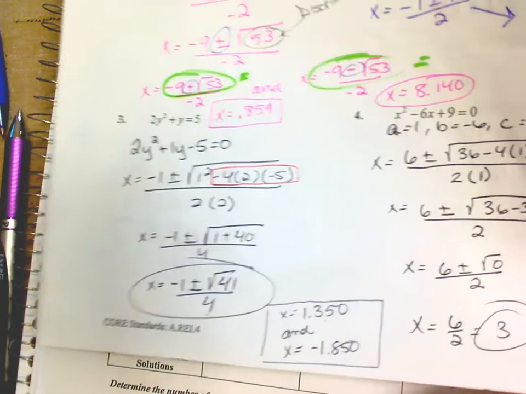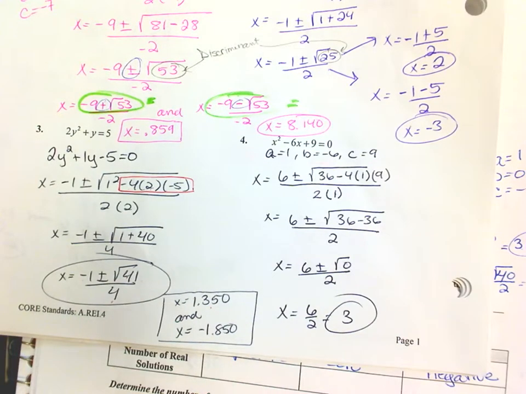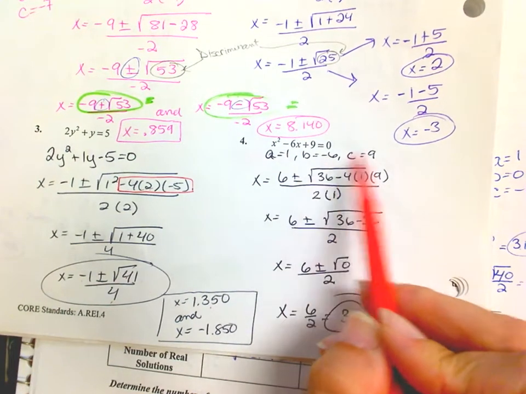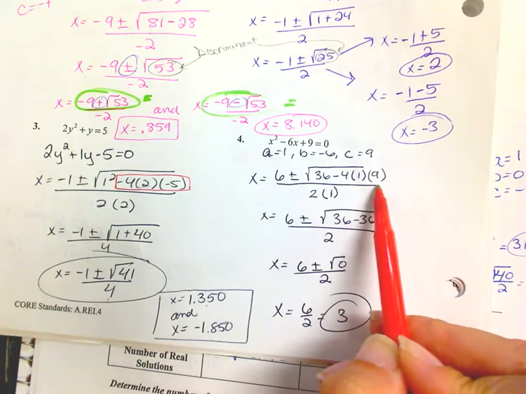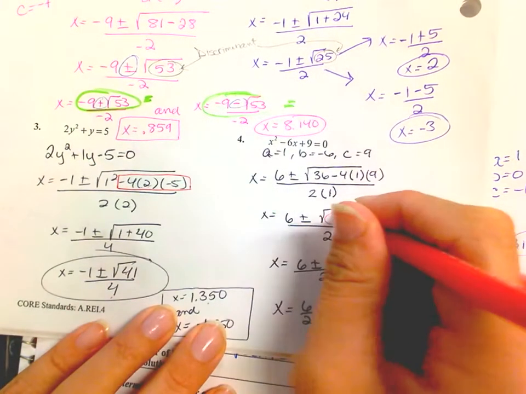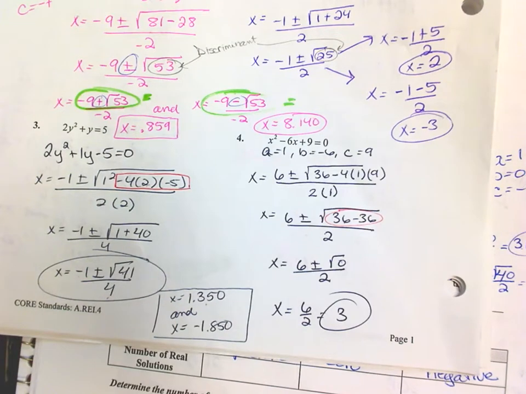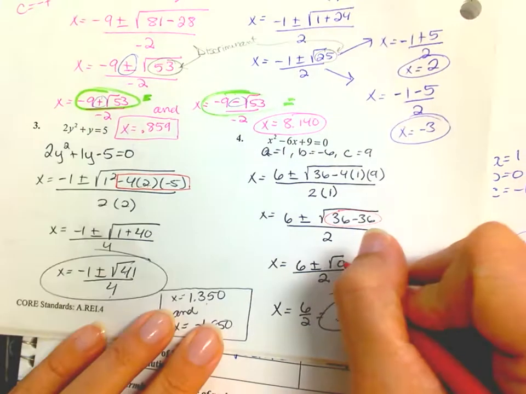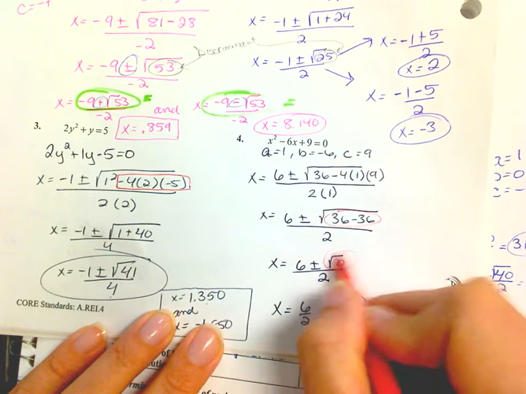All right, number 4 is our first special case. You've got your A is 1, B is negative 6, C is 9. Plug it in, it's looking good. However, when you get down to here, 36 minus 36 is a whopping nothing. So you have 0 under the radical.